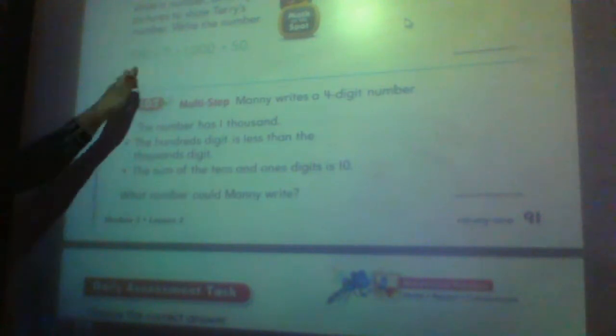Okay, so let's see if we can try a problem like that. It says Terry wrote to show a number. Draw a quick picture to show Terry's number. Write the number. So Terry drew the number, but he didn't put it in the right place value. He jumbled all those numbers up.